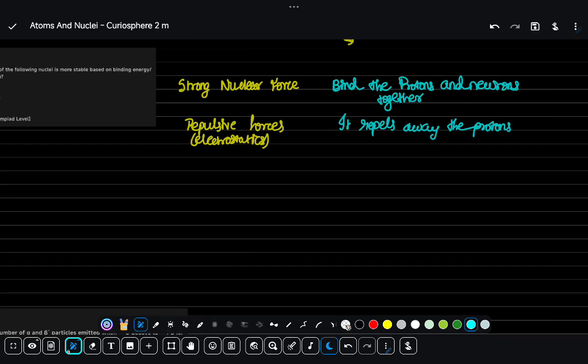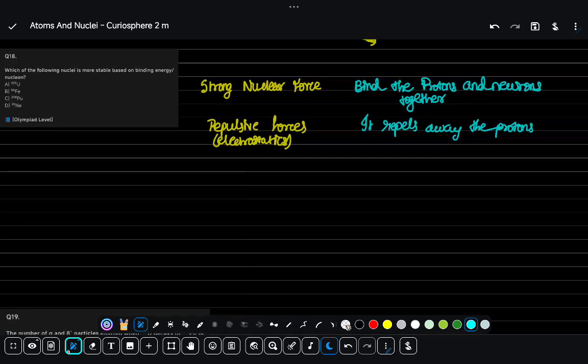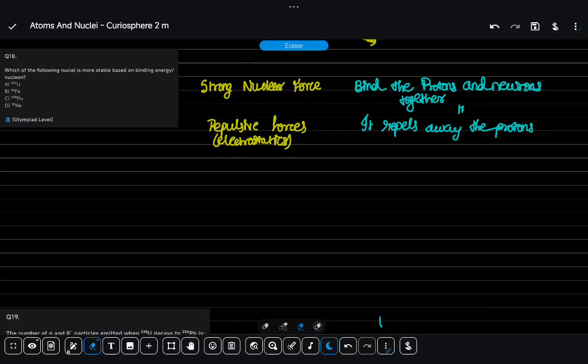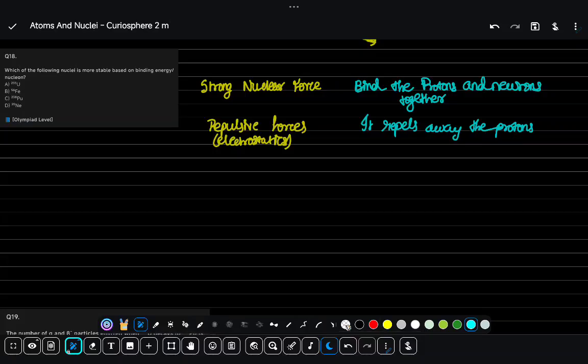Now the catch for the nucleus to be stable is that these two forces have to be balanced by each other. There should not be only the strong nuclear force and no repulsive force, because then the subatomic particles could collide and collapse on each other. And there should not be only repulsive forces. If there is no strong nuclear force, the atom won't exist, and the protons would roam around freely. So the key to stability is the balance between these two forces.